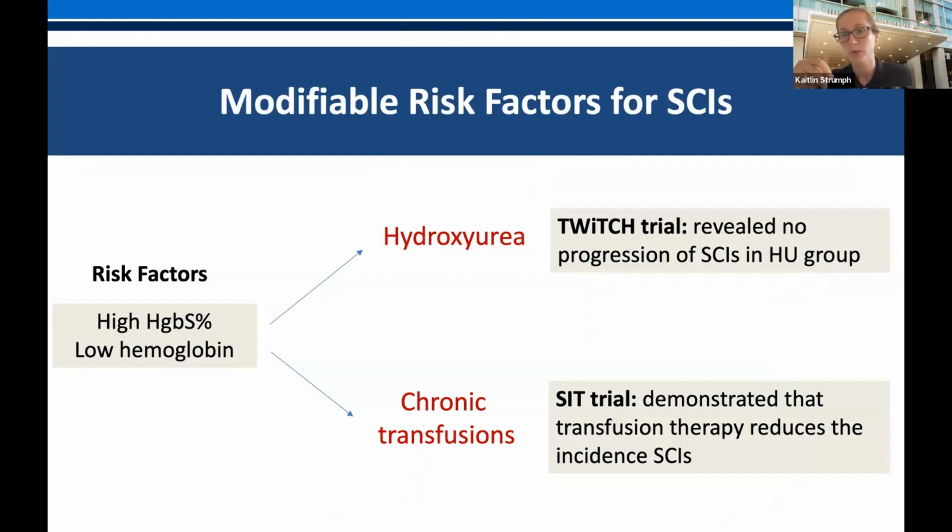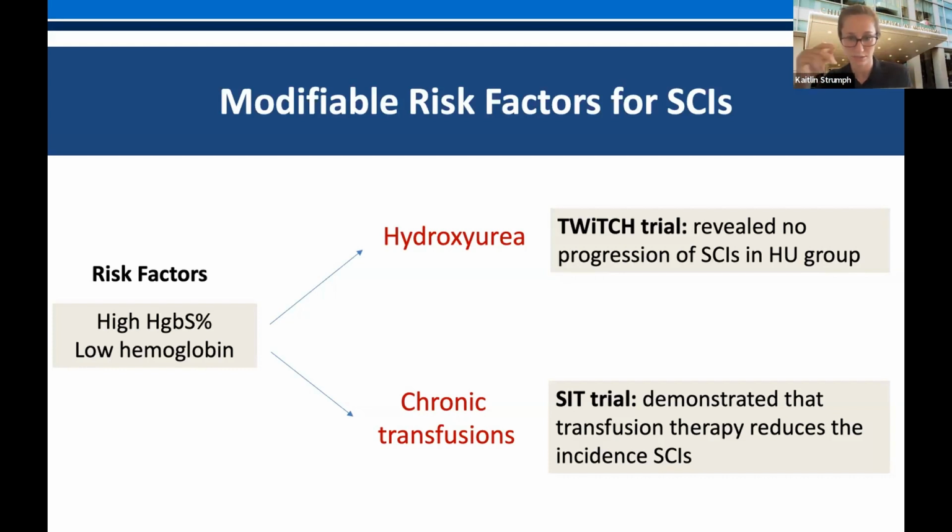One of the trials, the TWiTCH trial, was looking at whether hydroxyurea can be used to prevent stroke in patients who have abnormal TCDs. But when they went back and reevaluated the data, they looked at patients who had taken hydroxyurea, and what was the incidence and progression of silent cerebral infarcts. What it showed was that there was no progression of silent infarcts in the patients who had taken hydroxyurea. So that was reassuring.